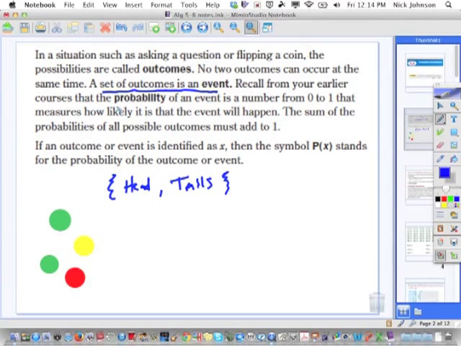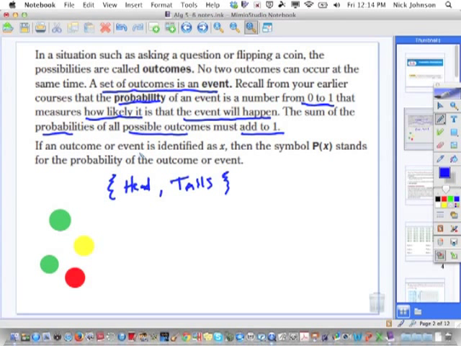Recall from your earlier courses that the probability of an event is a number from 0 to 1 that measures how likely it is the event will happen. So for instance, as Mr. Johnson's sitting at home, the likelihood that Mr. Turner is going to walk into my house is a 0. The likelihood that my son will walk into the room is a greater chance, which would be closer to 1. The sum of all probabilities of all possible outcomes must add to 1.